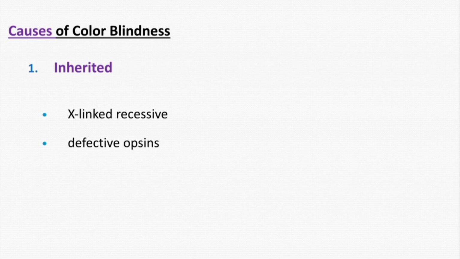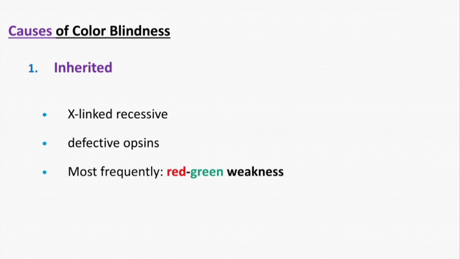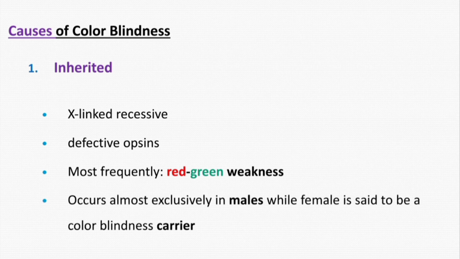Now, there are various causes for color blindness and the most common cause is genetic or inheritance. It is inherited in an X-linked recessive form and there are defective opsins. The most common form of color weakness or color blindness is red-green weakness. It occurs almost exclusively in males while females are said to be color blindness carriers. It has been estimated that 3% of all women are color blindness carriers.